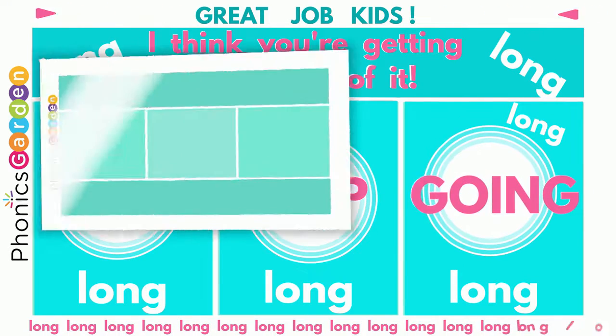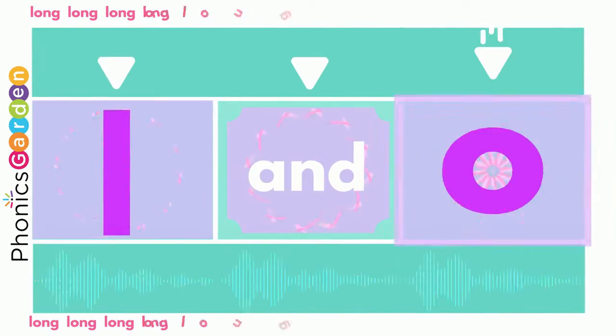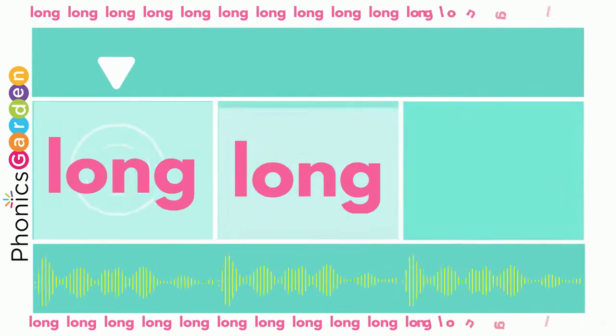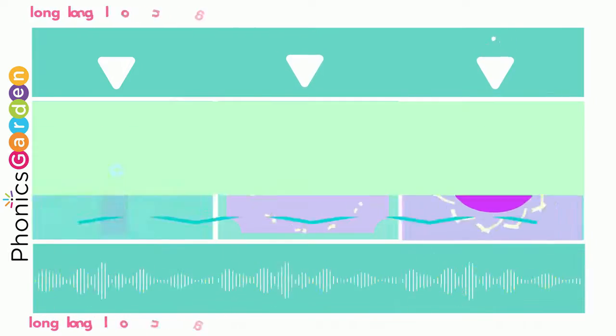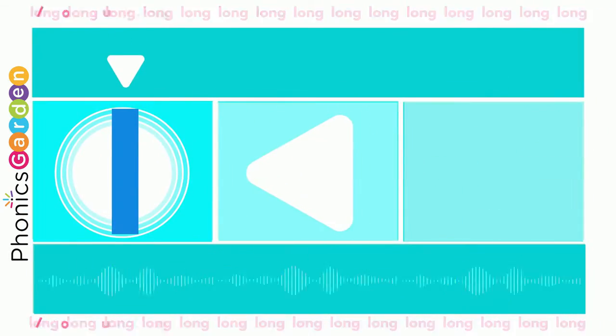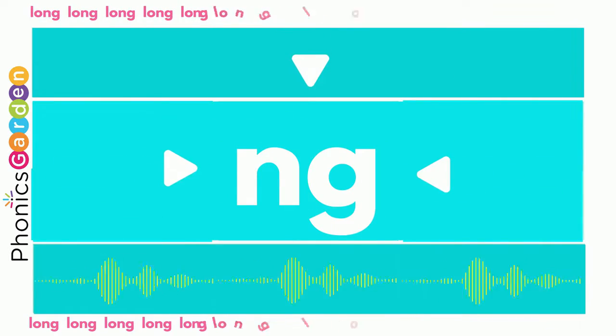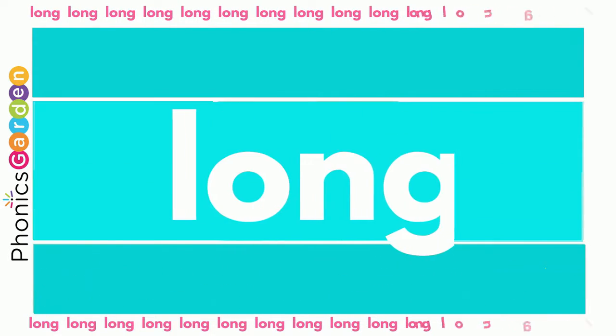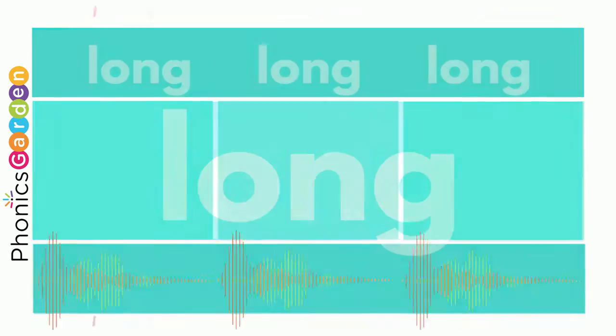Let's keep going. L and O, N and G, long, long, long. Use an L, use an O, end it with NG. Now you've made the new word long for me.